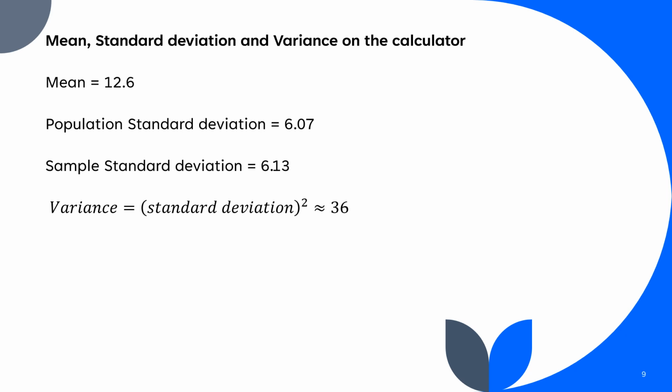And since the square of both of those numbers is approximately 36, that would make our variance 36.